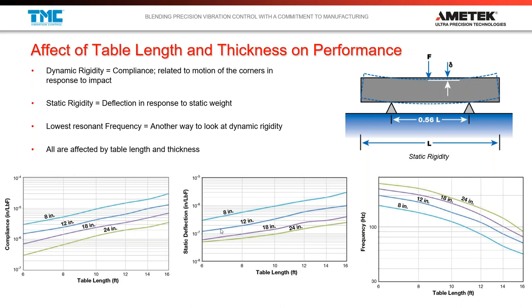Your static deflection is another important measure, I described it just recently, but again, it's relative to table length and table thickness. You see the same sort of effect as with compliance. The thicker your table is, the less it deflects, and the longer a table is, the more it deflects. And then your lowest resonant frequency, which I mentioned before, is another way to look at your compliance or dynamic rigidity. Again, you see the same types of thing. A lower frequency indicates a softer table, a more compliant table. So the thicker your table gets, 8 inches, 12 inches, 18 inches, 24 inches, the higher your resonant frequencies are. But then the longer your table gets, the lower your resonant frequency becomes.